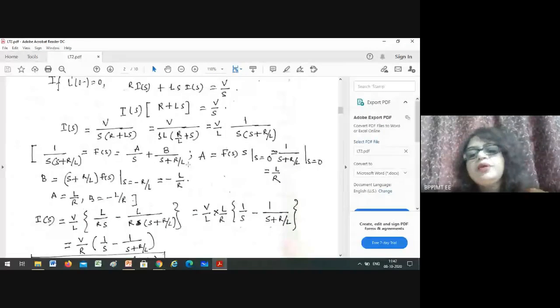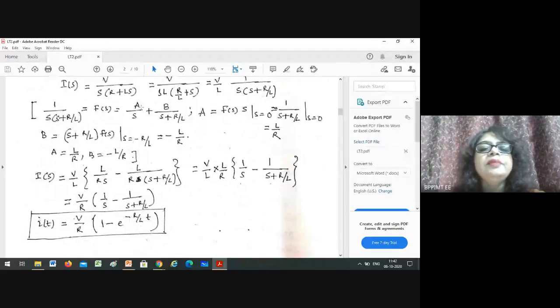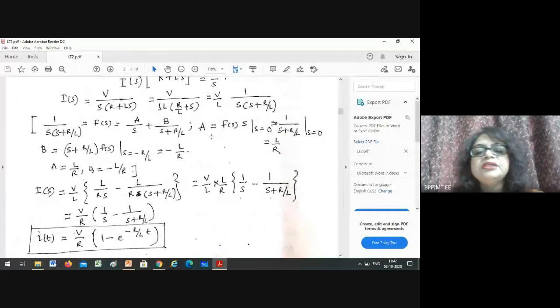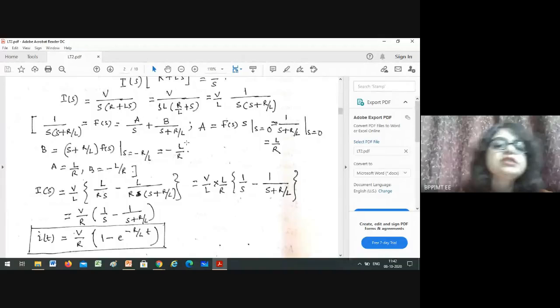And already you are acquainted with partial fraction, and this is A by S plus B by S plus R by L. If I do the partial fraction, what will happen? A will be Fs into S at S equal to 0. So if you put S equal to 0, you will get L by R, and here to get the value of B, Fs into S plus R by L, put S equal to minus R by L, automatically you will get minus L by R.